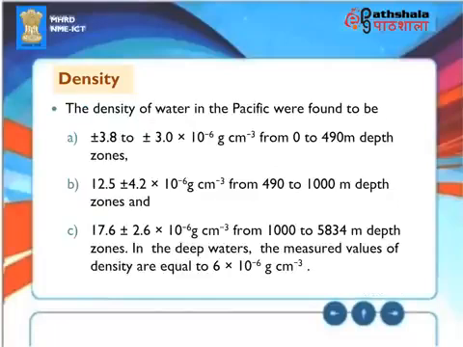The density of water in the Pacific was found to be ±3.8 to ±3.0 × 10^-6 g cm^-3 from 0 to 490 meter depth zones, 12.5 ± 4.2 × 10^-6 g cm^-3 from 490 to 1000 meter depth zones, and 17.6 ± 2.6 × 10^-6 g cm^-3 from 1000 to 5834 meter depth zones. In the deep waters, the measured values of density are equal to 6 × 10^-6 g cm^-3.